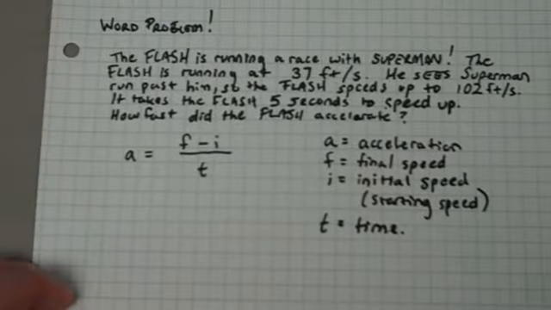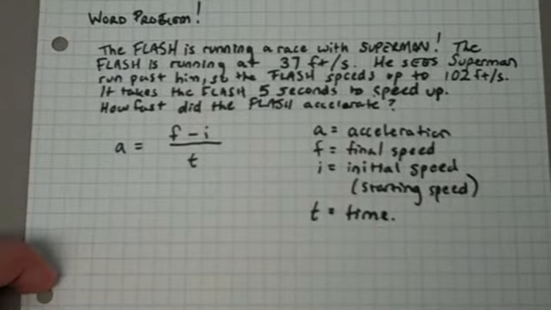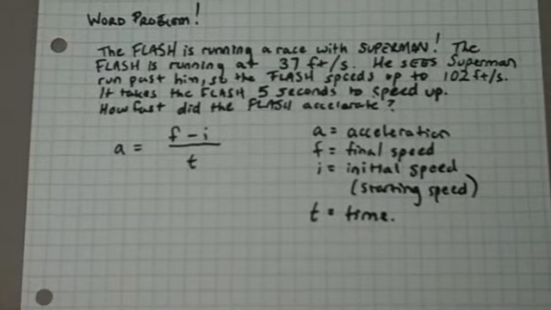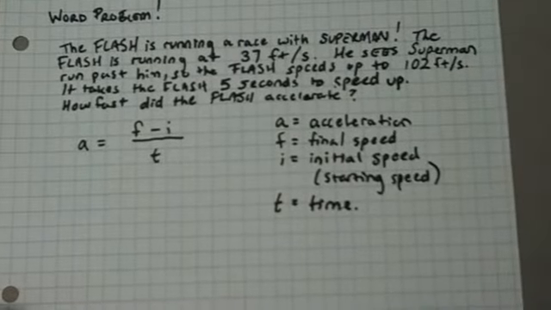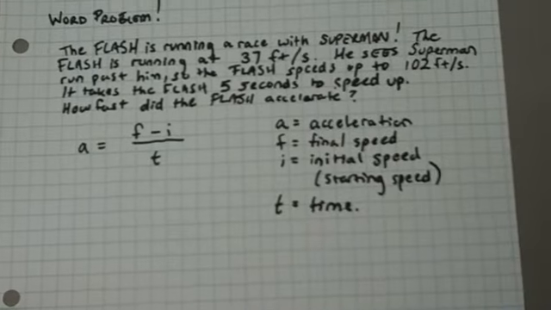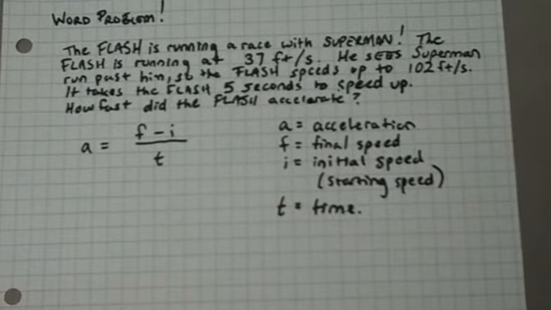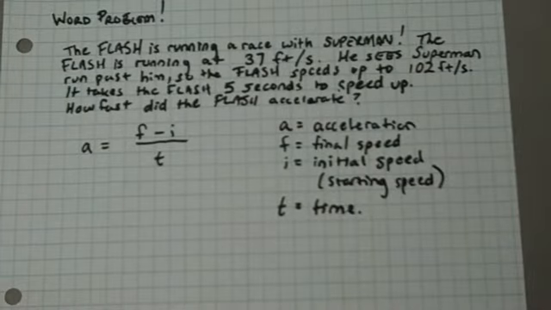Finally, you thought we were done, but absolutely not. Okay, we got a word problem. Okay. So let's say the Flash is running a race with Superman. The Flash is running at 37 feet per second, and he sees Superman run past him, so the Flash has got to speed up. Okay, he speeds up to 102 feet per second, and it takes him 5 seconds to speed up to get that fast. How fast did the Flash accelerate?